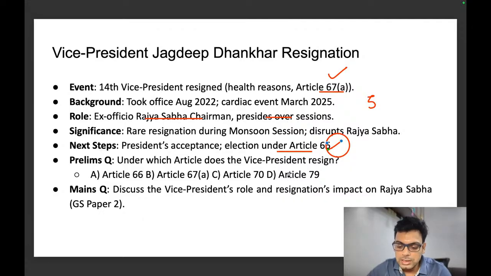Now, the Vice President is elected by an electoral college that comprises members of the Lok Sabha and the Rajya Sabha, both elected and nominated members. Now, what happens in the president's case? Nominated members do not participate. Keep in mind this thing. Members of the electoral college can vote according to their choice and are not bound by any party whip. So this thing is also important.